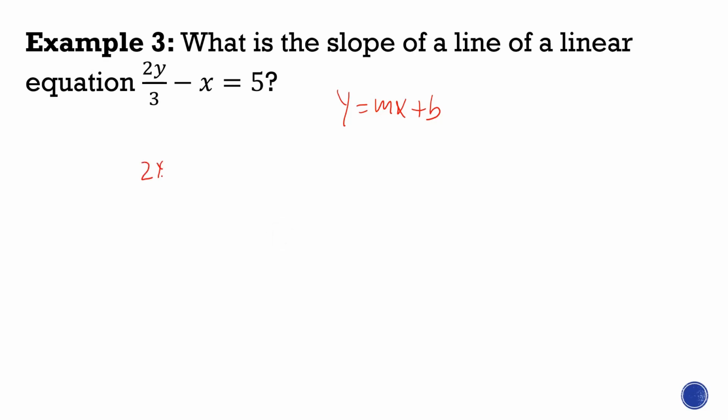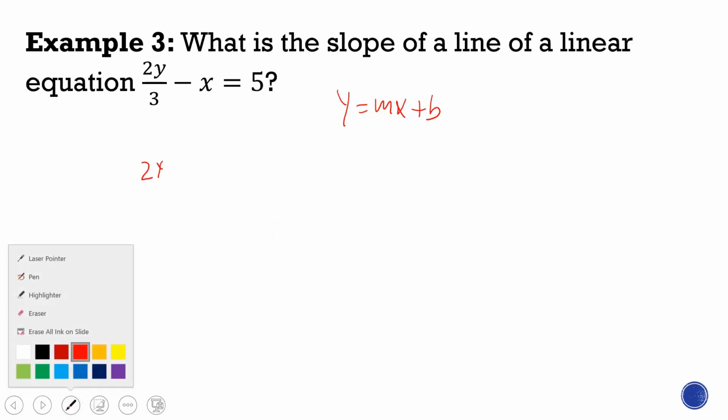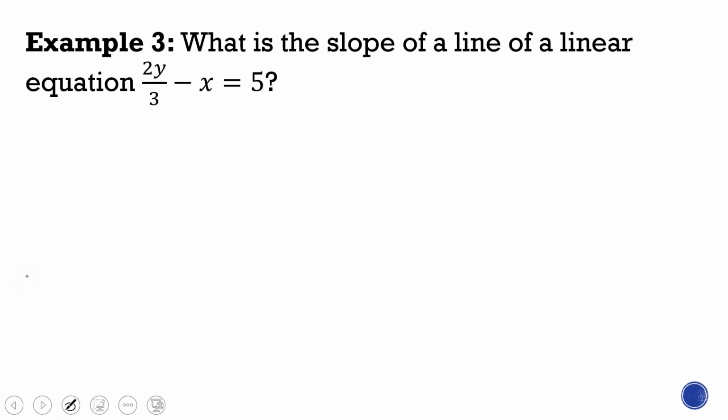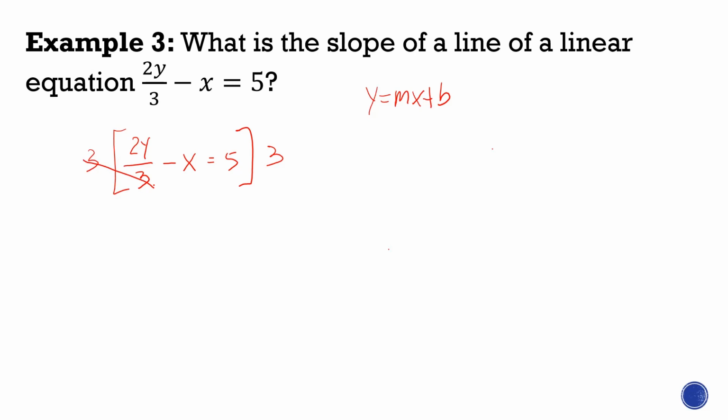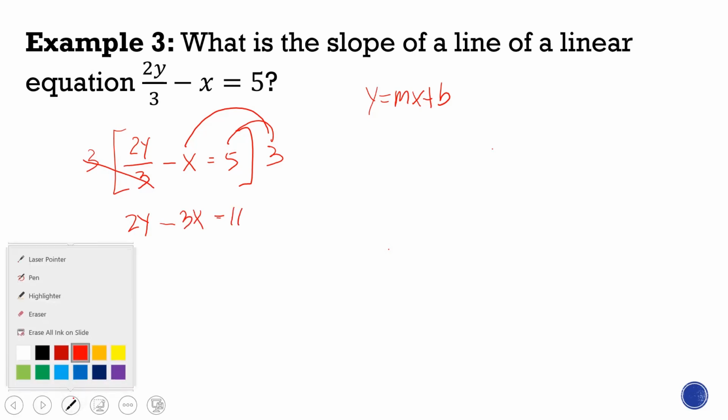First, we need to transform that into this form. Okay, I will rewrite the problem. So we need to make this a lot simpler. So what I will do is I will multiply both sides by 3. So we will cross that out. This will be 2y minus 3x equals 15.